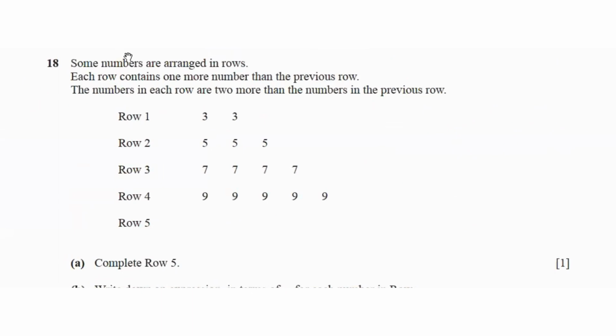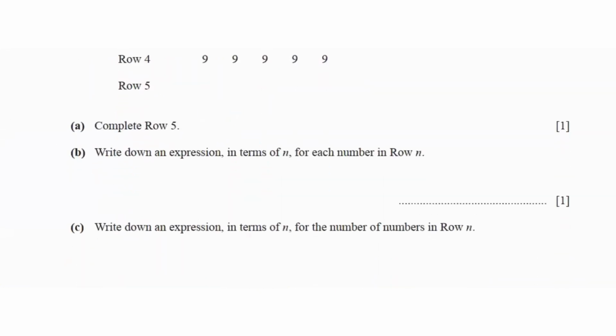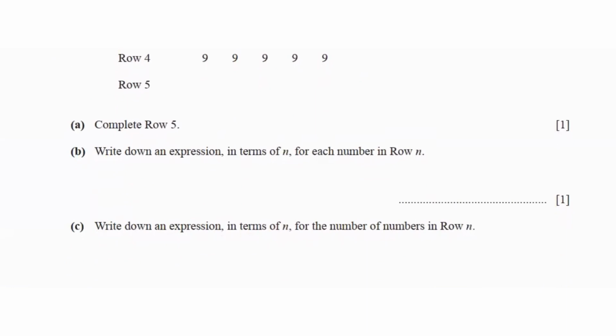Question 18 says some numbers are arranged in rows. Each row contains one more number than the previous one. The numbers in each row are two more than the numbers in the previous row. So for row 5, what we're going to have is 11, 11, 11, 11, 11, and 11. Write down an expression in terms of n for each number in row n.